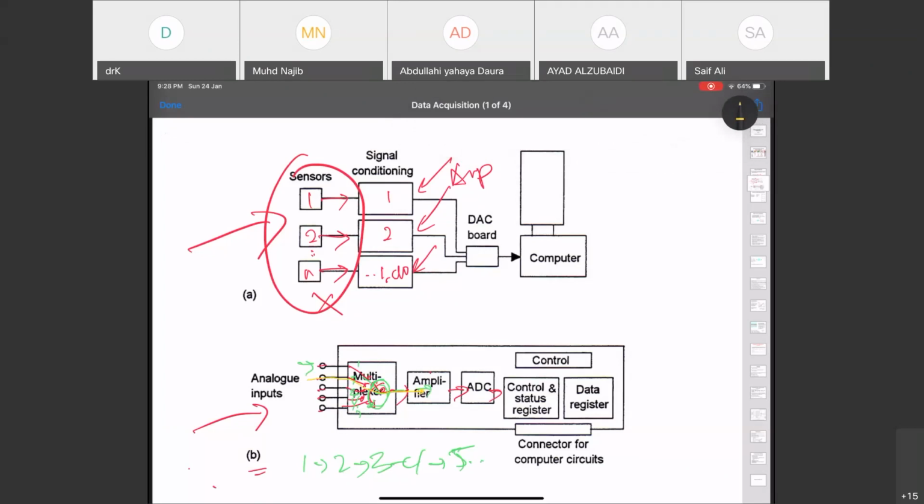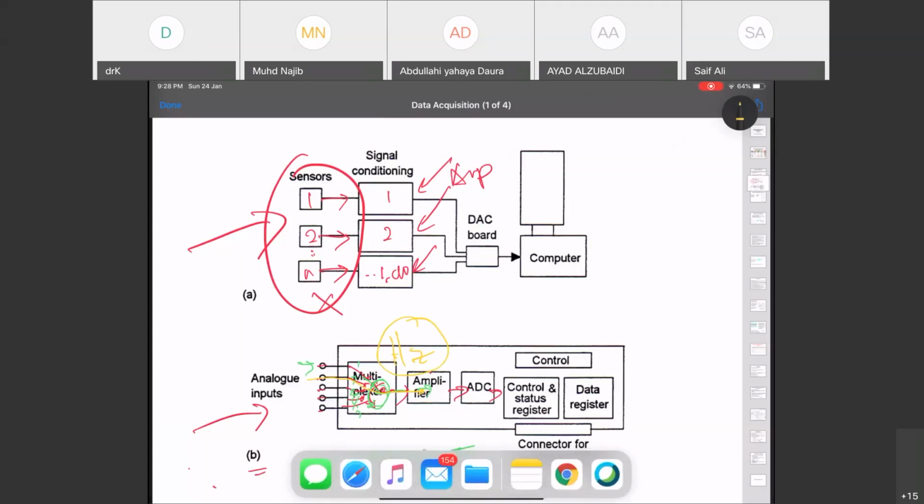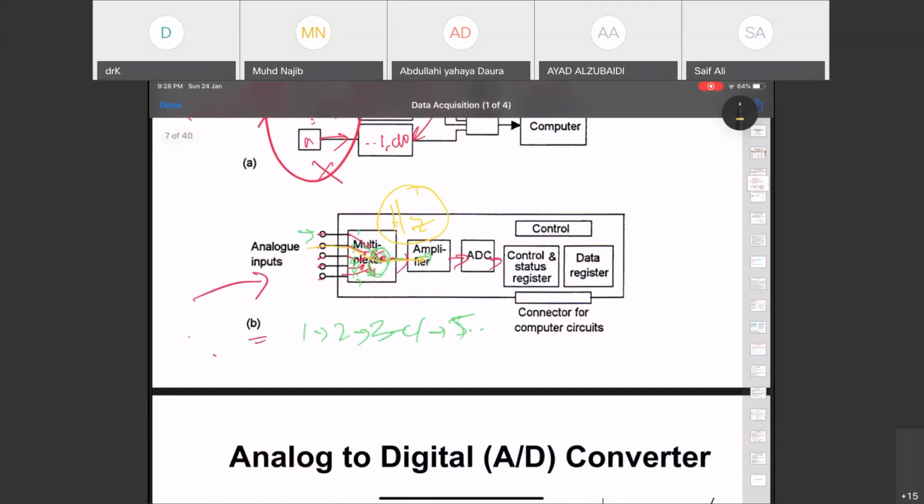A multiplexer comes in speed, in terms of hertz. Depending on what kind of acquisition you are working on, you have to look at the speed of the multiplexer. If I want to take a reading of 100,000 per second, you will have to find a multiplexer which can support kilohertz. All right, so that's really the job of the multiplexer here.